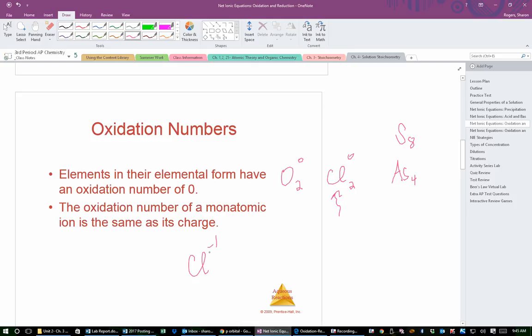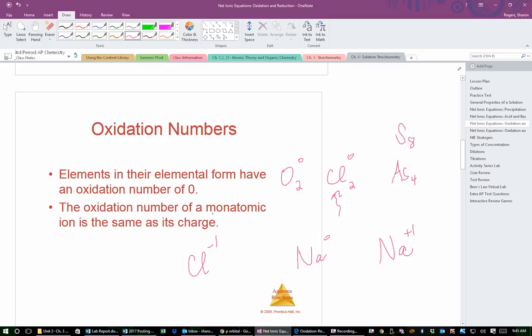What about a metal by itself normally? So a metal by itself, like Na by itself, would be 0. Na in solution, as an ion, +1. That's why I'm revisiting this, because I knew y'all didn't fully grasp what I was saying.